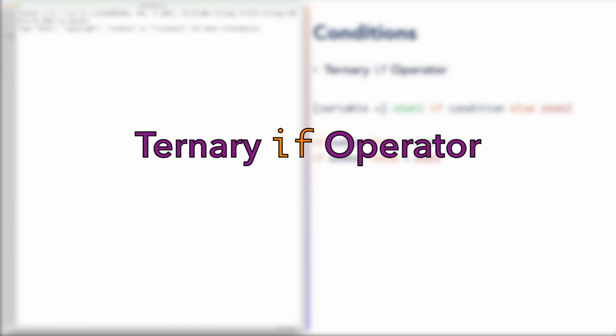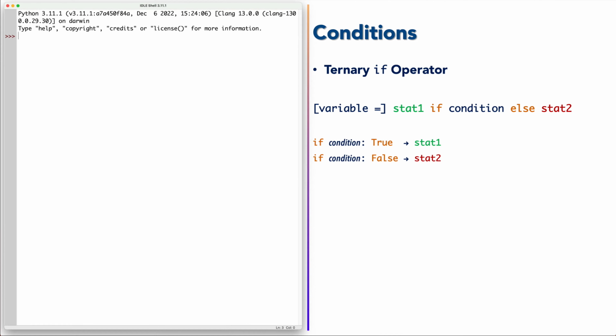This is a special type of if operator using the if conditional operator, and it is called the ternary if operator. Ternary means we have three parts separated by if and else. So if the condition in the middle is true, statement 1 will be executed. Otherwise, if the condition is false, it will go to what is after else, which is statement 2.